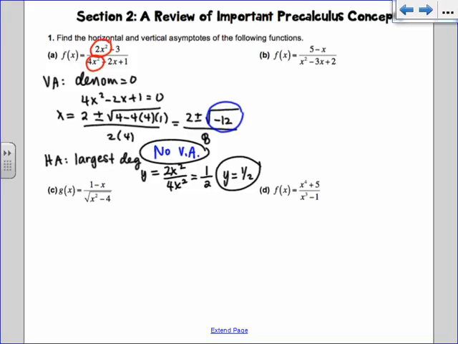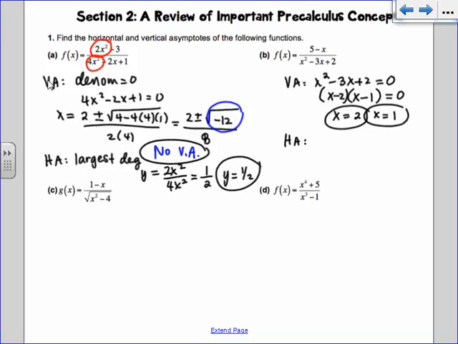If I have f of x equals 5 minus x over x squared minus 3x plus 2, my vertical asymptote is going to come from setting my denominator equal to 0. I factor, this one does factor, into x minus 2 and x minus 1. So our 2 vertical asymptotes are 2 and 1.